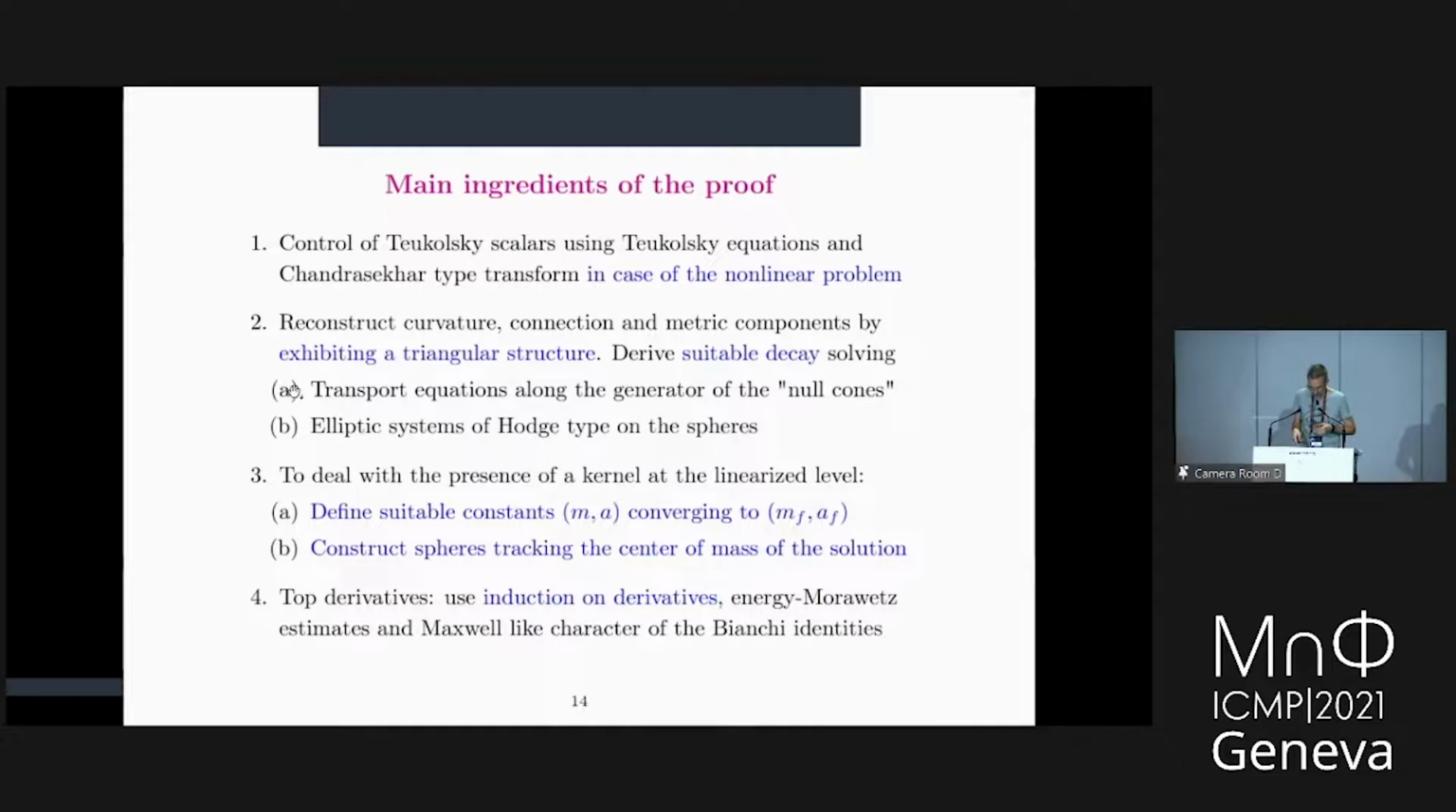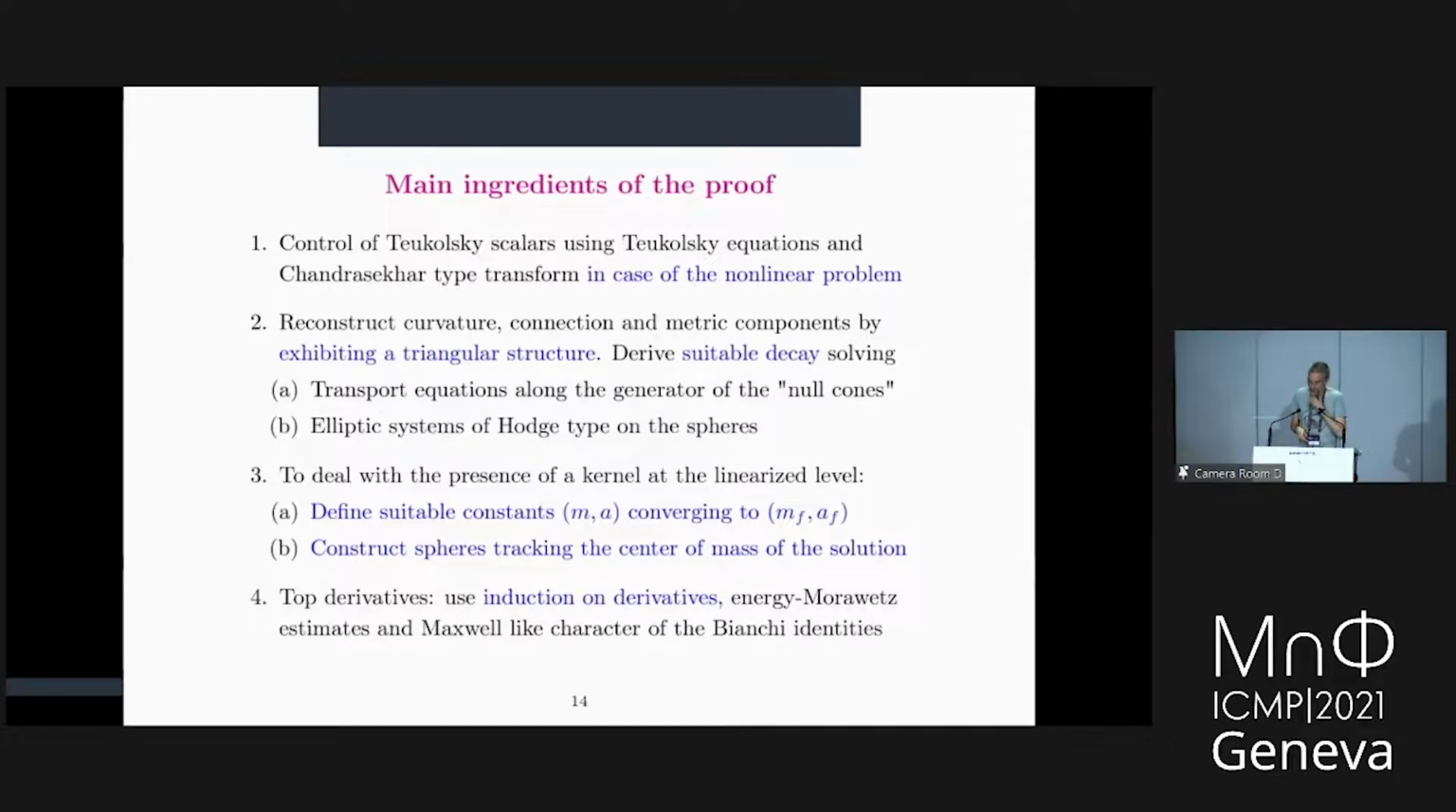And let me mention that for decay estimates, there are actually two types of estimates. You have transport equations along the generator of the null cones that are foliating M_ext and M_int. And then remember, you also have two spheres of intersection. So on these two spheres, you want to use elliptic systems of Hodge type. An example would be a divergence system on these spheres.